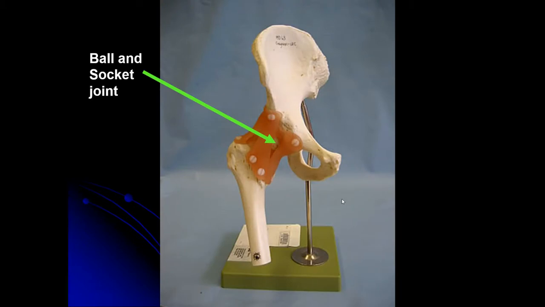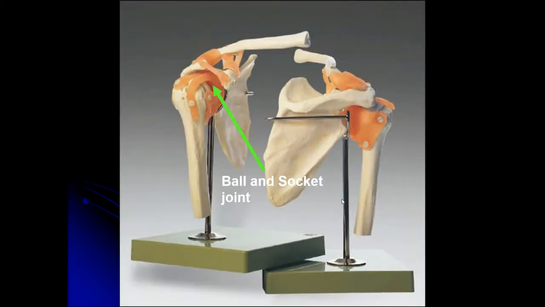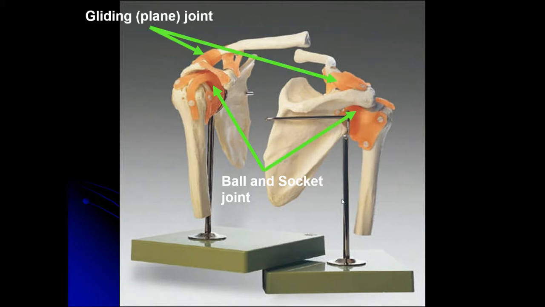The hip is a ball and socket joint. So remember, the head of the femur has a ball on it, and the os coxa has an acetabulum, and they fit together. The shoulder is also a ball and socket joint. Also at the shoulder, between the clavicle and the scapula, are gliding joints.